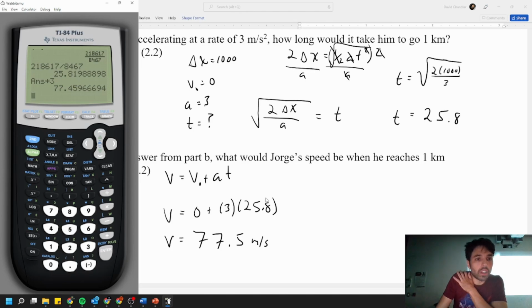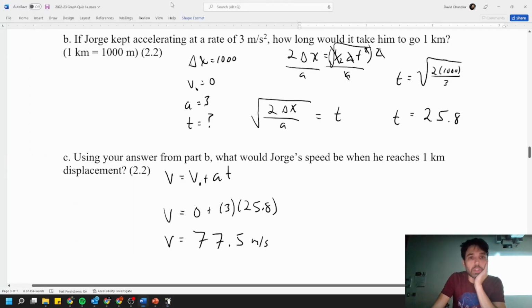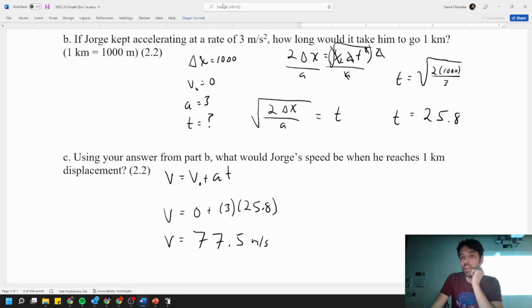Let's make sure I did that other fraction correctly. Okay, yeah, I did it right. So there you go. It's going 77.5 meters a second, which is really, really fast. That's like speeding bullet speed. So Jorge, hit the brakes, bud.